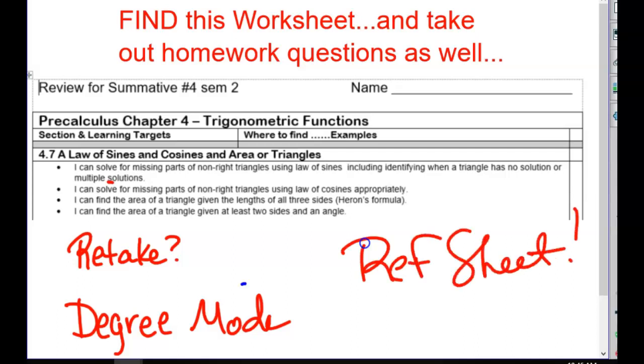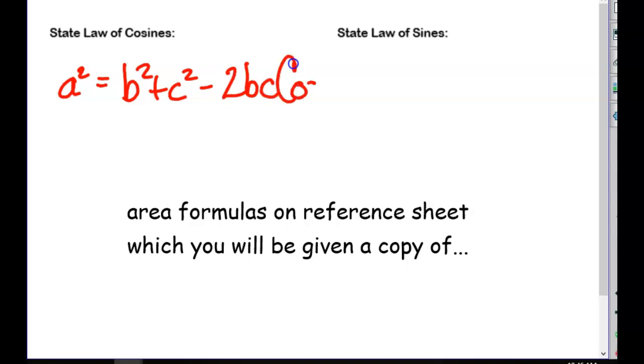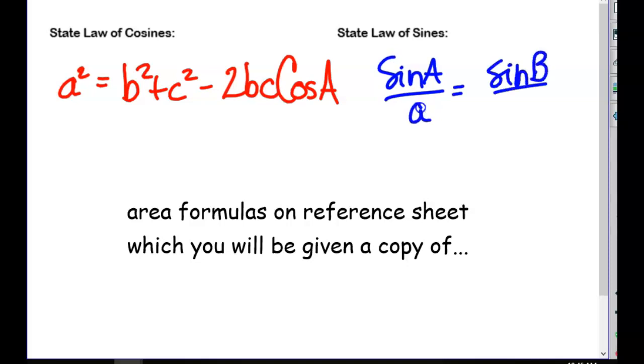Any questions? You will have a reference sheet. So what do you have to have memorized though? Yes. So what is the law of cosines? Whatever we start with. BC cosine of the angle. Okay, you can use whatever letters you want, but it should look something like that. And the law of sines? Sine of A over a is equal to sine of B over B. Any questions, some form of that you're comfortable with?